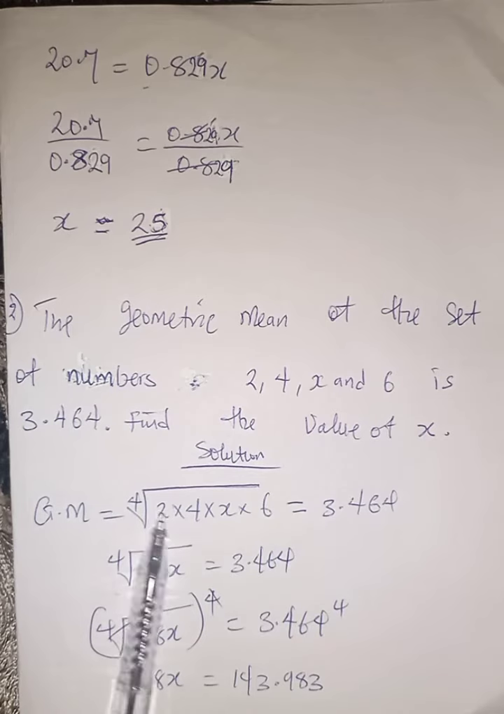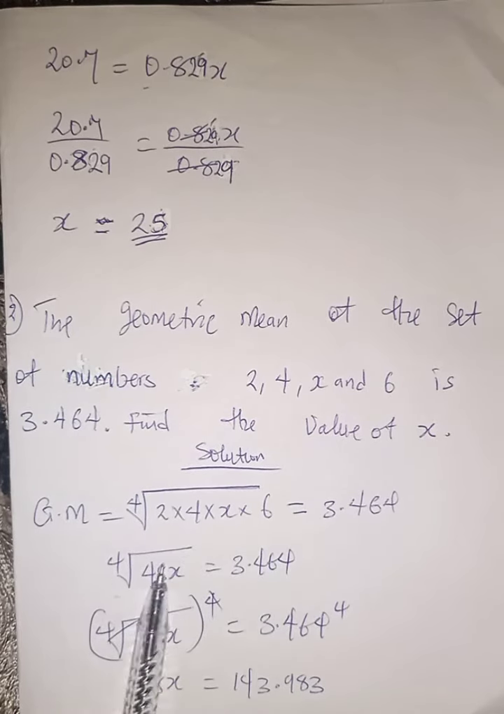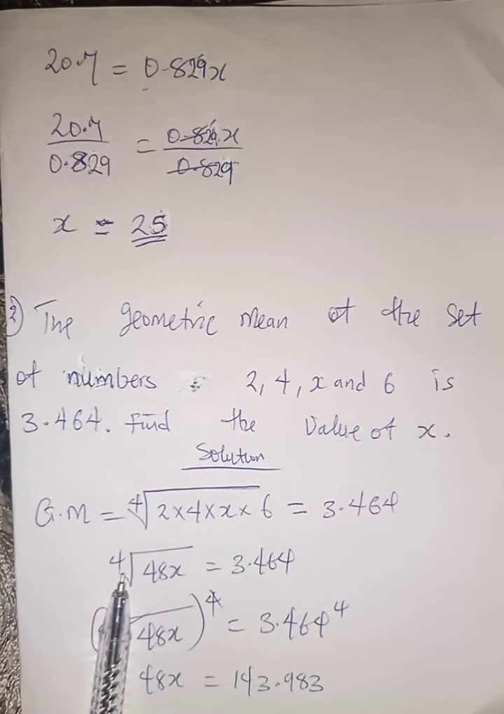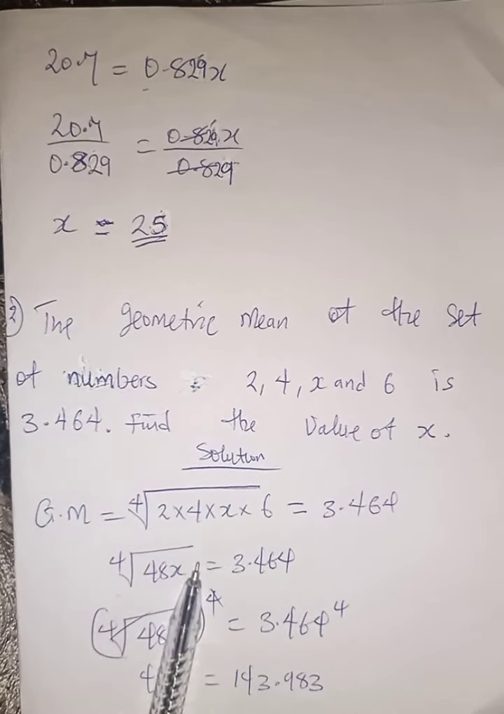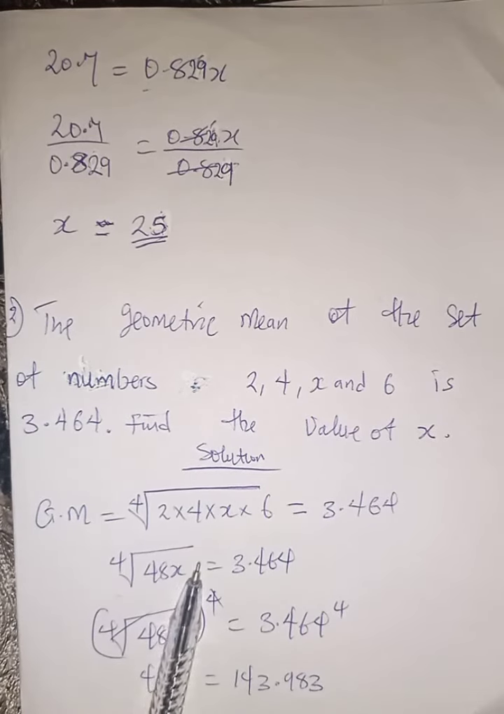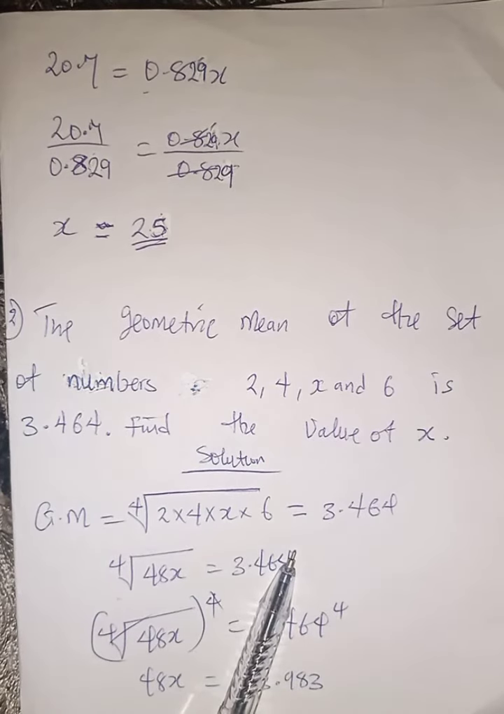We're going to have 2 times 4 times x times 6. We're going to have 48x. The next thing, we take the fourth power of this place so that we cancel this fourth root. Because of this 4 here, we have a fourth root here. Since it's a fourth root, we're going to raise this place to the power of 4. Then also raise this place to the power of 4. That's how to do it.